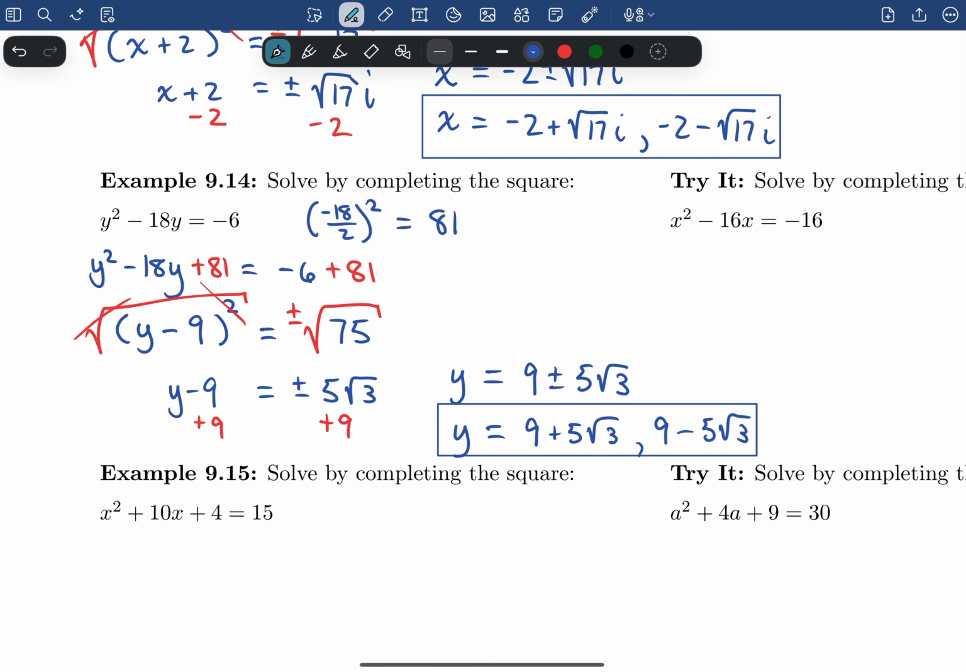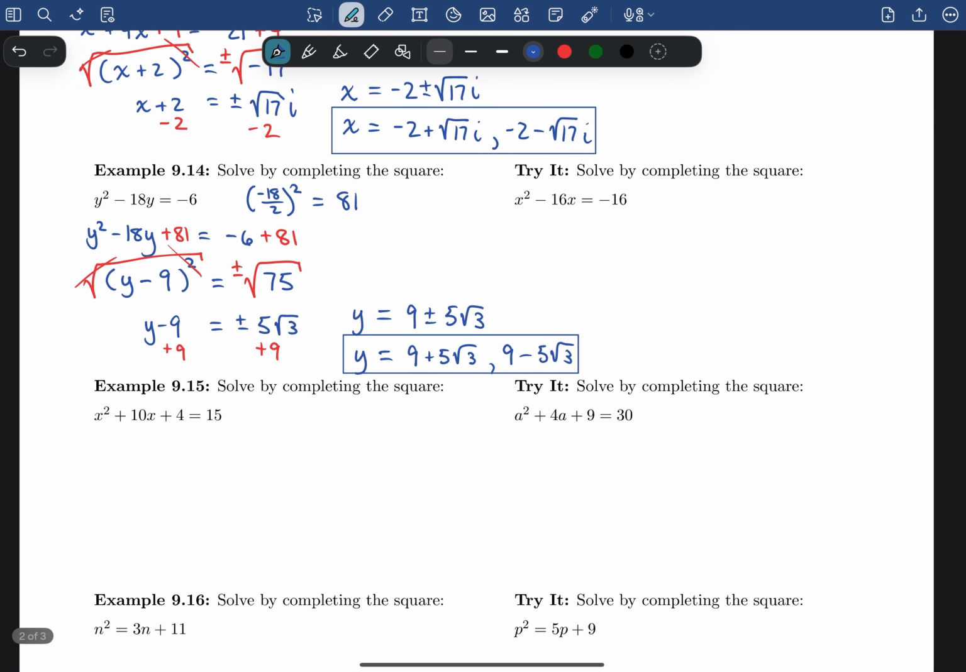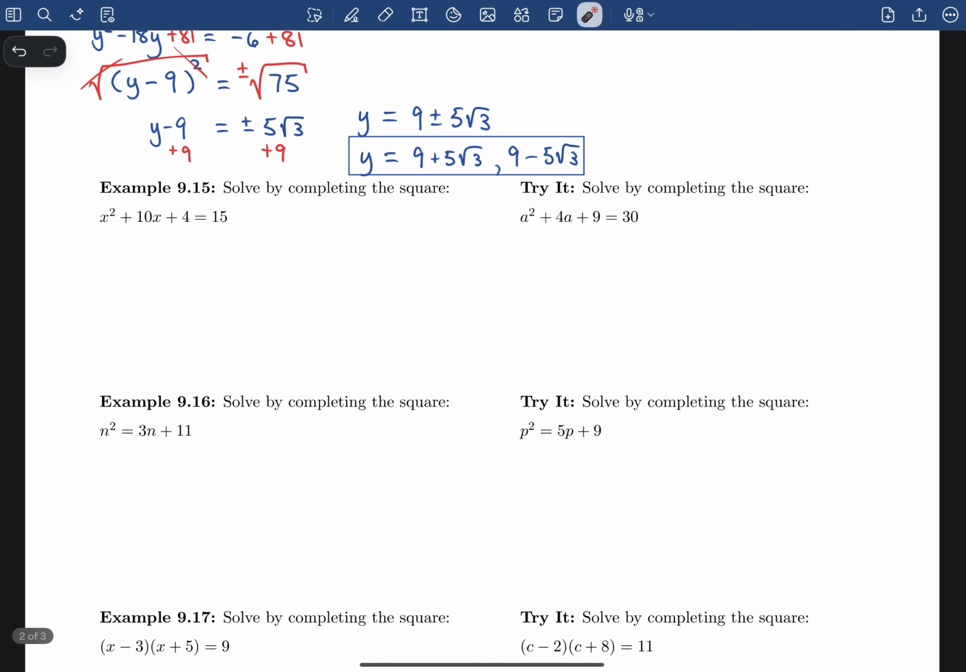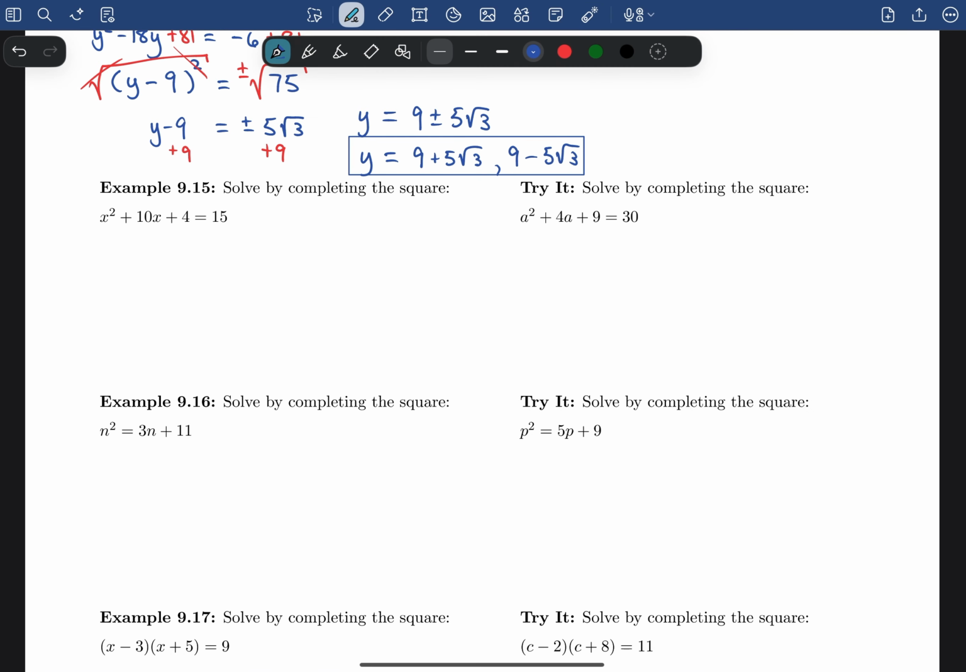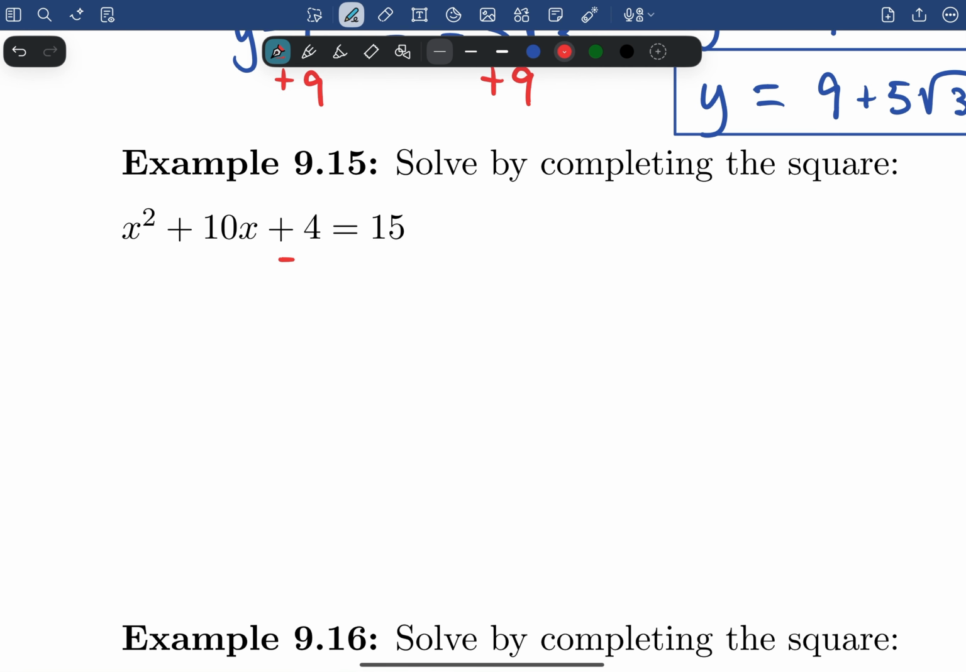All right. So let's move on to a couple extra examples of me completing the square here. And we're going to change things up just a little bit so it's not perfectly set up for you. Okay, so here when I look at example 9.15, I see x squared plus 10x plus 4 equals 15. And I want to make sure all my terms with variables are on the left side and all my constants are on the right-hand side of the equation. Therefore, I'm going to take this positive 4 and subtract it to the right side, like that. Okay, so rewriting this, I have x squared plus 10x is equal to 15 minus 4, which is 11.